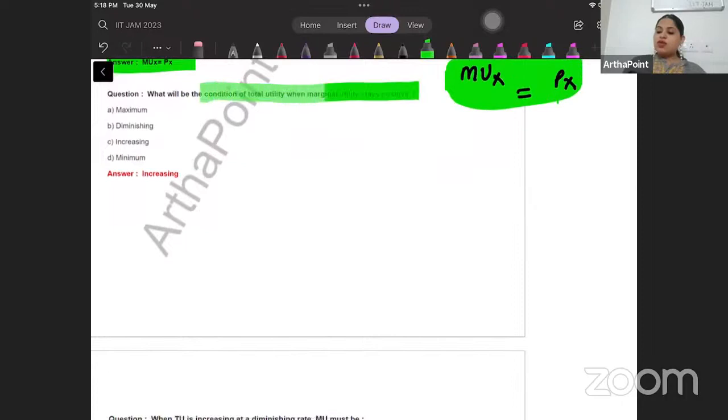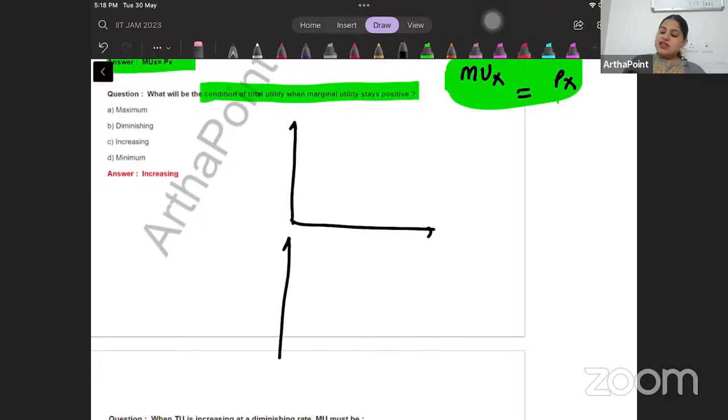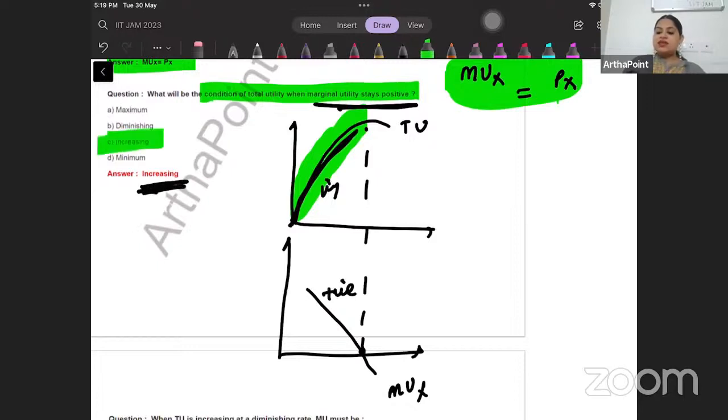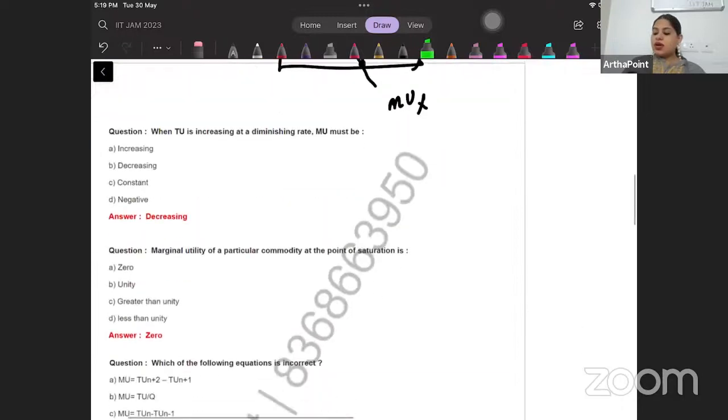What will be the condition of total utility when marginal utility stays positive? Again, we have seen this. This is the total utility function and this is the marginal utility function. So beta, marginal utility is still diminishing but positive. It is asking the reverse: when marginal utility is positive, what happens to total utility? Total utility will be increasing. So the answer will be increasing. It will be C. Right? Okay, come to the next question.